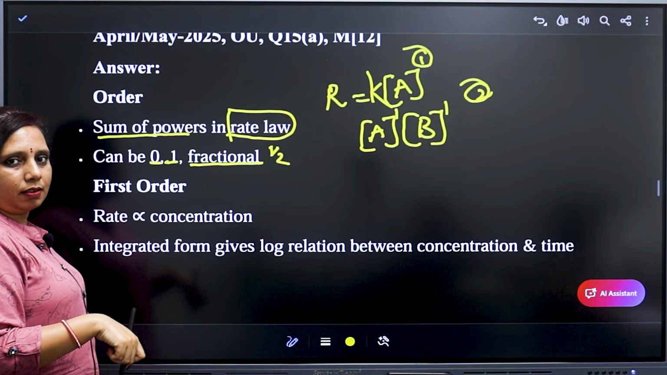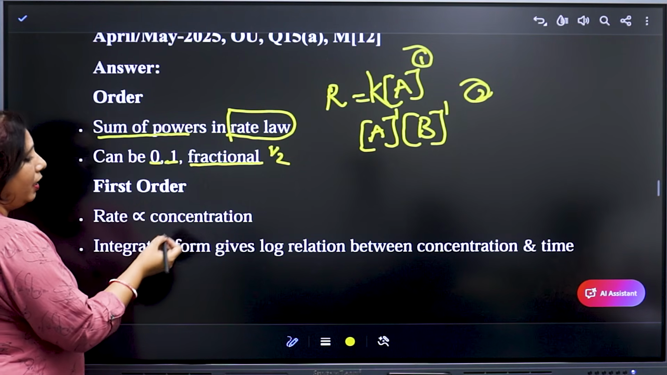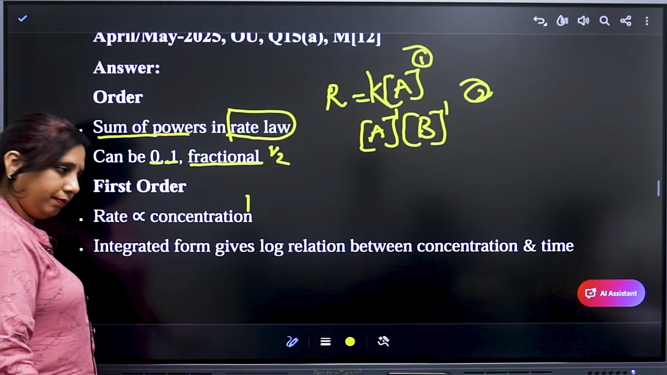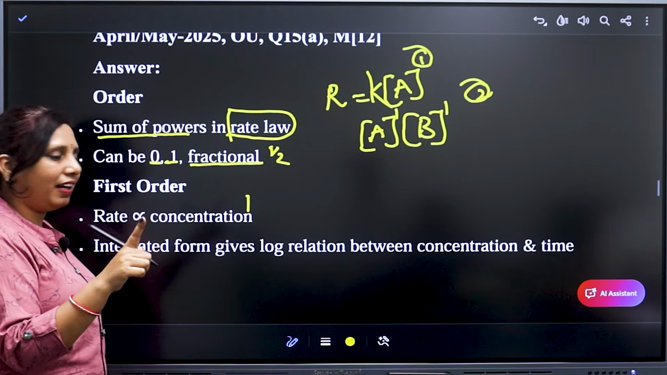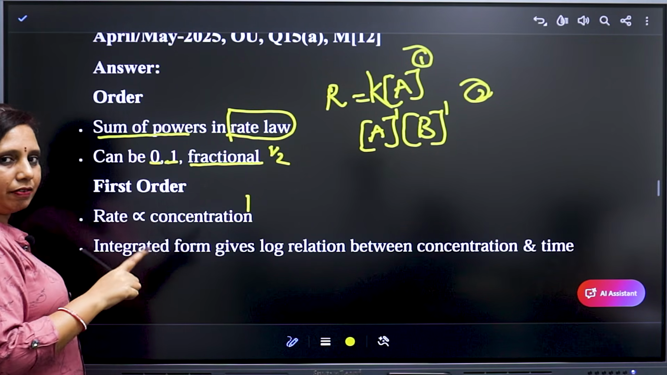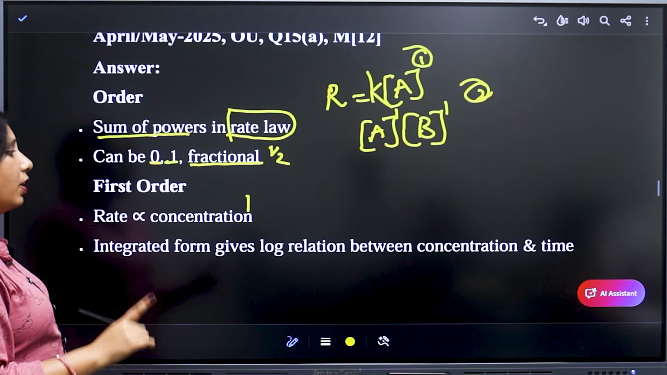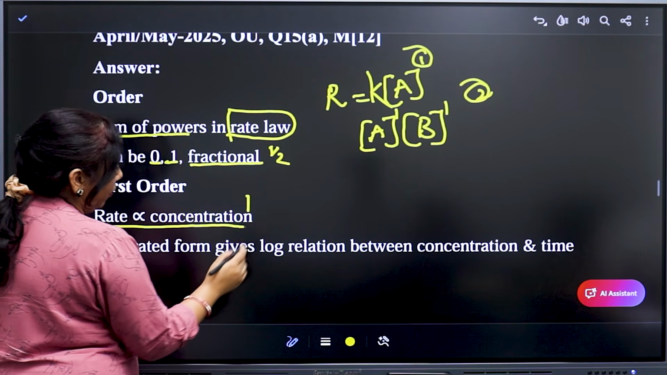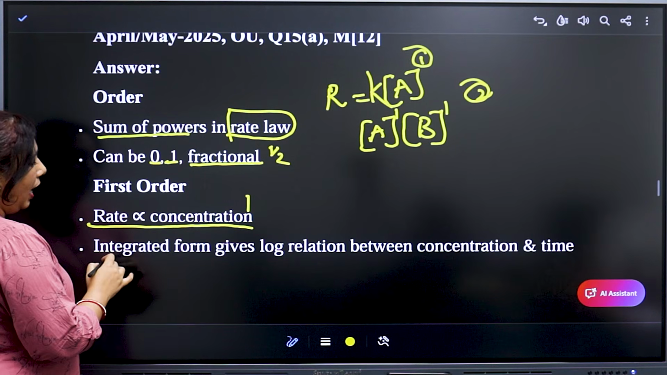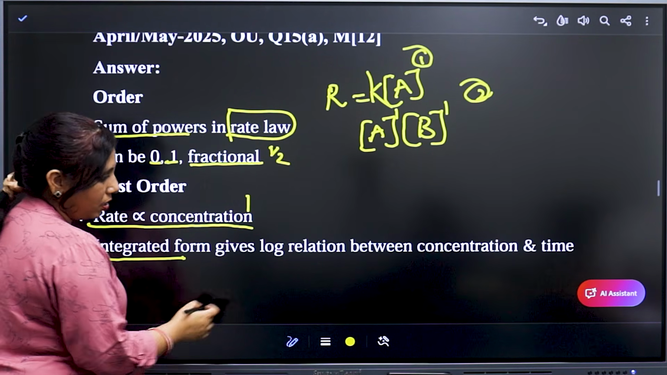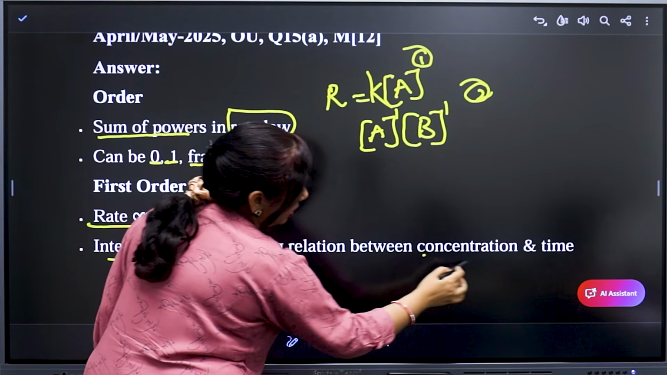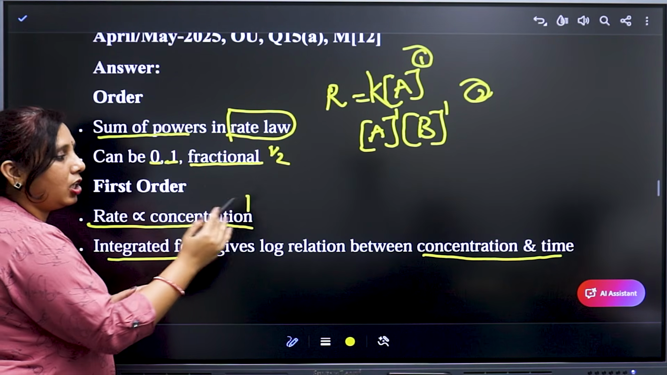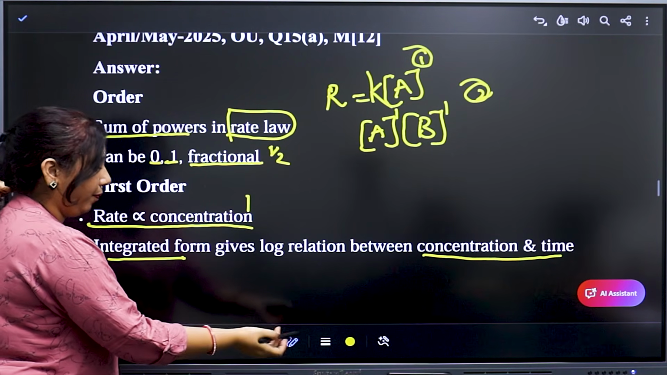Then first order. What is first order? That means the power of concentration is only 1. That means it depends only on one reactant. The rate of reaction depends only on the concentration of one reactant. And here the rate is directly proportional to the concentration of the reactant, and the integrated form gives the relation between concentration and time. The rate equation shows the relation between concentration and time.